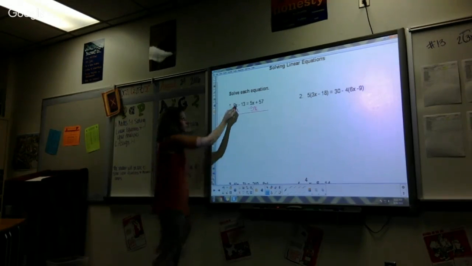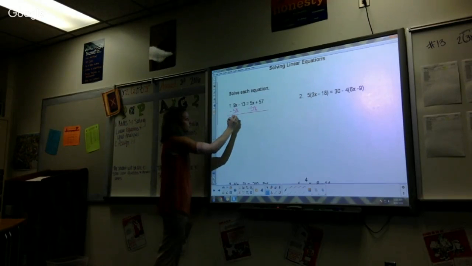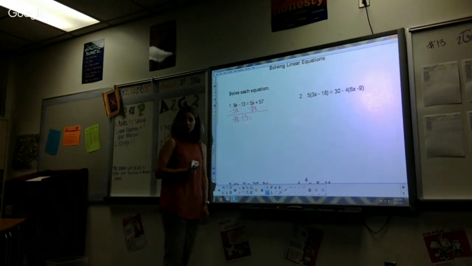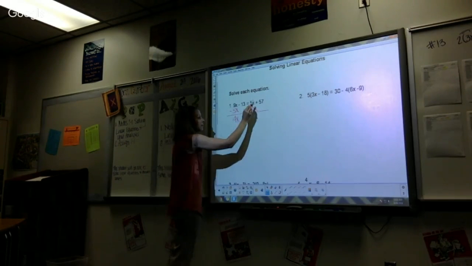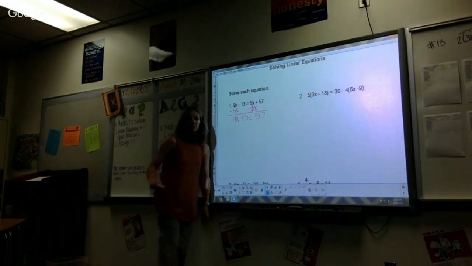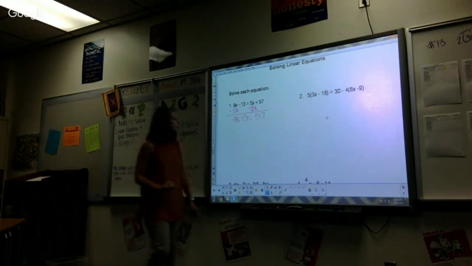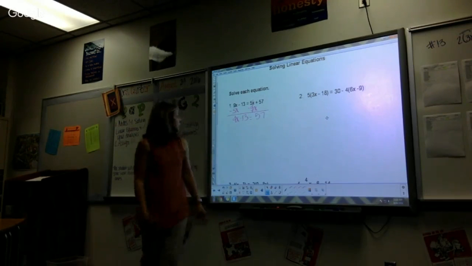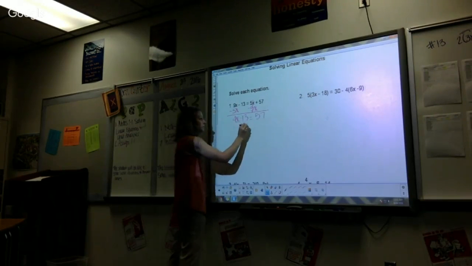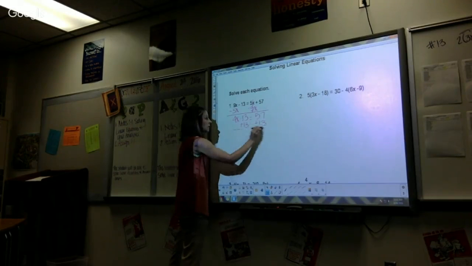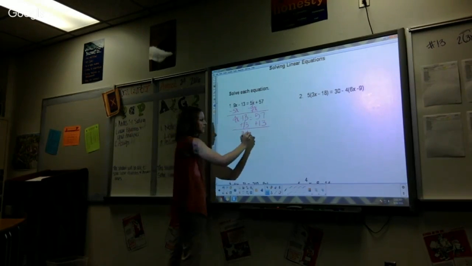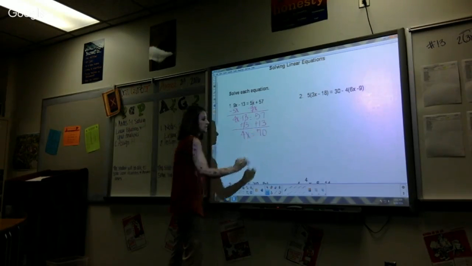So when I do that, 9x minus 5x would give me 4x minus 13 equals, those 5x's cancel, and then I'm left with just 57 on that right side. Okay, so next step, we're trying to isolate x, which means get it by itself. So the next step would be to add 13 to both sides of the equation. So I'm left with 4x equals 70.